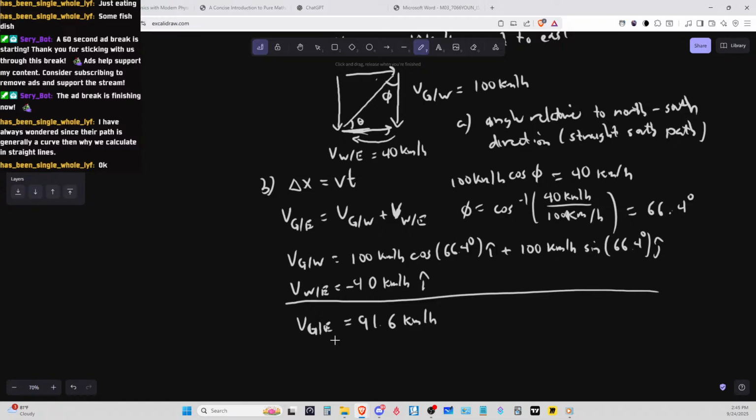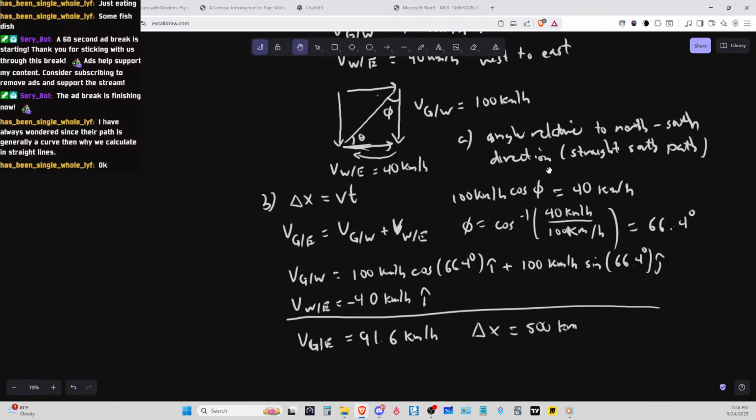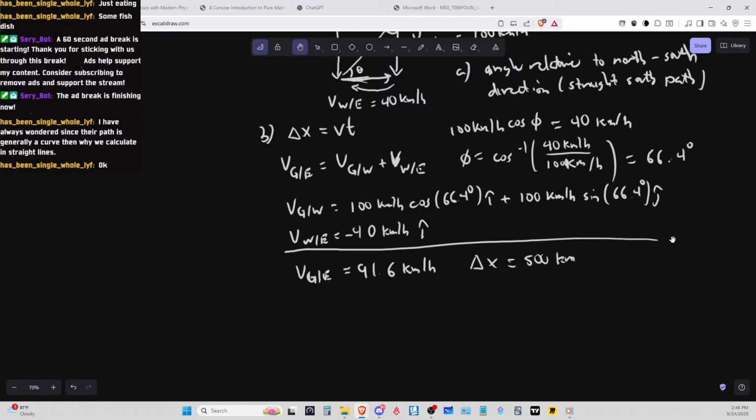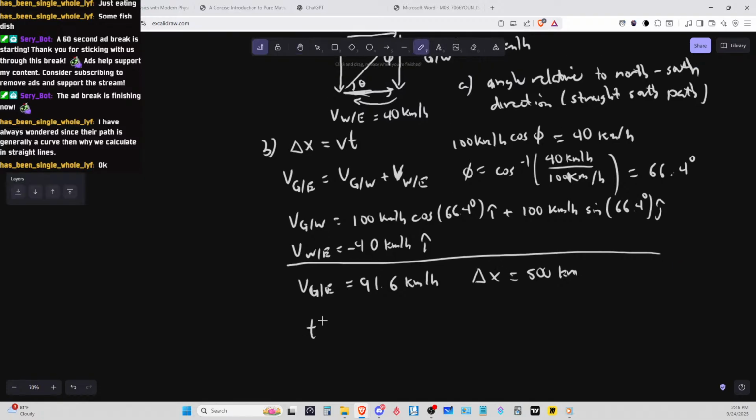So now that we have that, oh yeah, and we also have a distance that's 500 kilometers away. Was it kilometers? 500 kilometers, yep. So now we have to do the time, which is this. So if we do 500 kilometers divided by this, we're left with 5.5 hours.